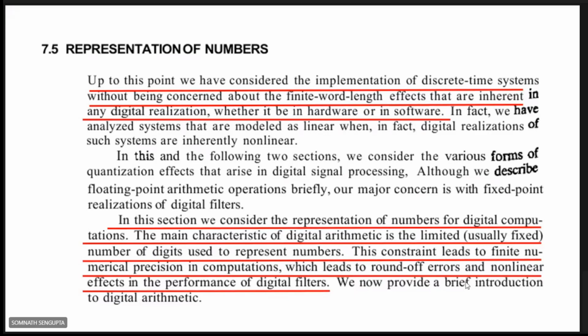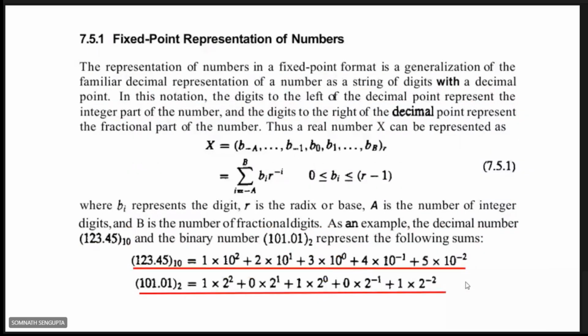One is fixed point, another is floating point. In fixed point, the binary point is positioned at the extreme left or right of a register. And in floating point, another separate register is used that designates the position of the binary point. So this is the broad definition of binary point representation. Okay, now let us discuss fixed point representation of numbers.